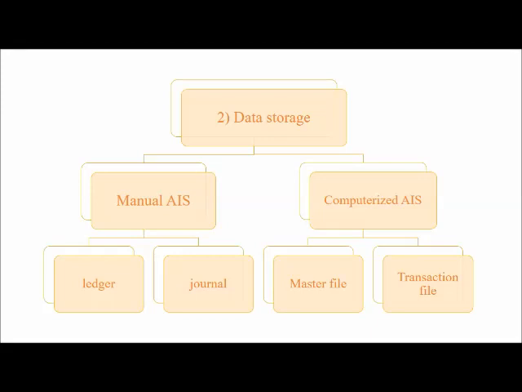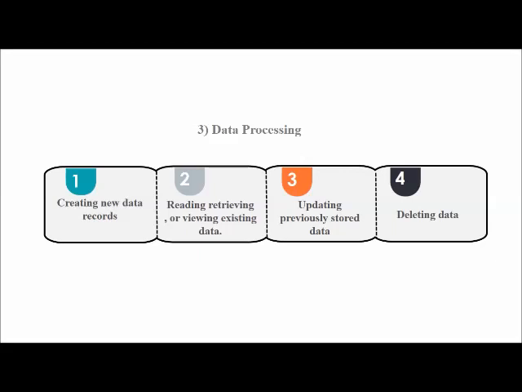The third step in the data processing cycle is called data processing. In the first step, which is called data input, we try to capture every piece of data about activities, resources, and people considering a transaction. In the second step, data storage, we try to store this data. Now, in the third step, data processing, we perform a number of activities to process this data. Data processing consists of four main activities.